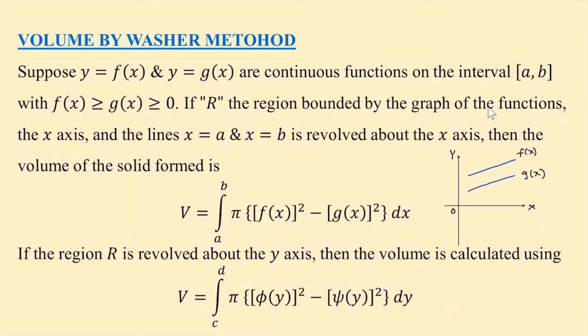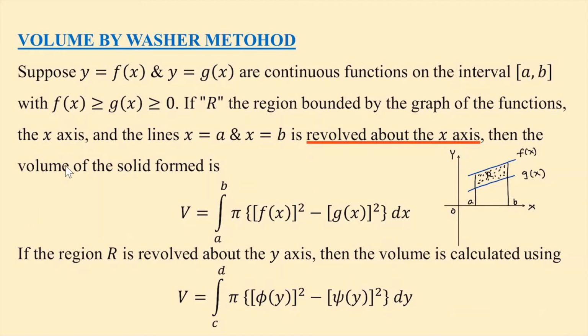If R is the region bounded by the graphs of the functions given here and the lines x equal to a and x equal to b, that is from x equal to a up to x equal to b, if this is the region R, the region between the functions and the vertical lines x equal to a and x equal to b, and this region R is revolved about the x-axis.